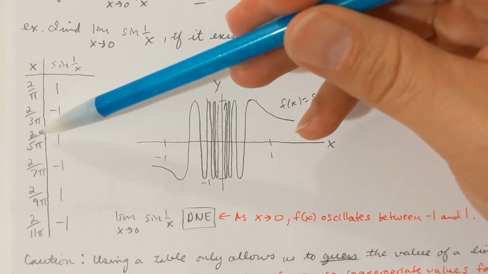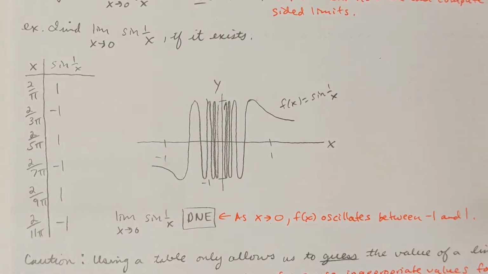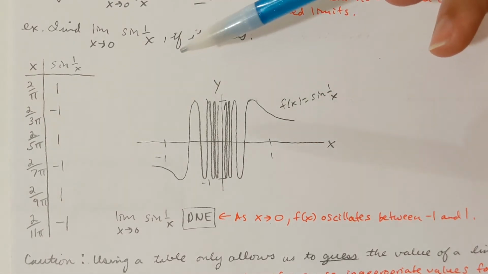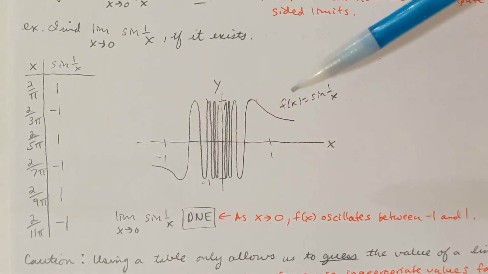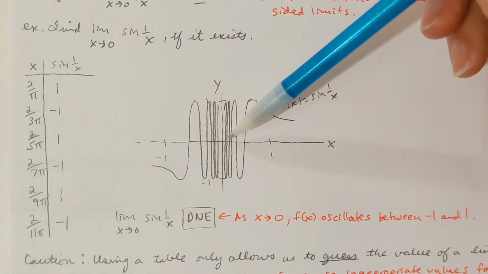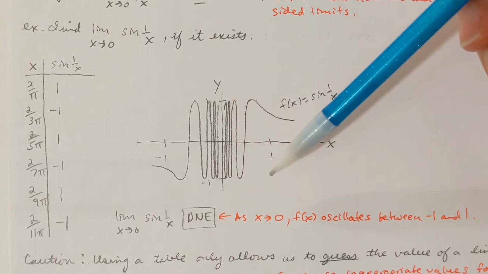Okay, so what if I'm getting closer to 0? Like what if x is 2 over 5 pi? 1 divided by 2 over 5 pi is 5 pi over 2. Sine of 5 pi over 2 would be the same resulting output as sine of pi over 2, which is 1. And so 2 over 5 pi, that'd be closer to 0. You'd come up to a height of 1, plot a point.